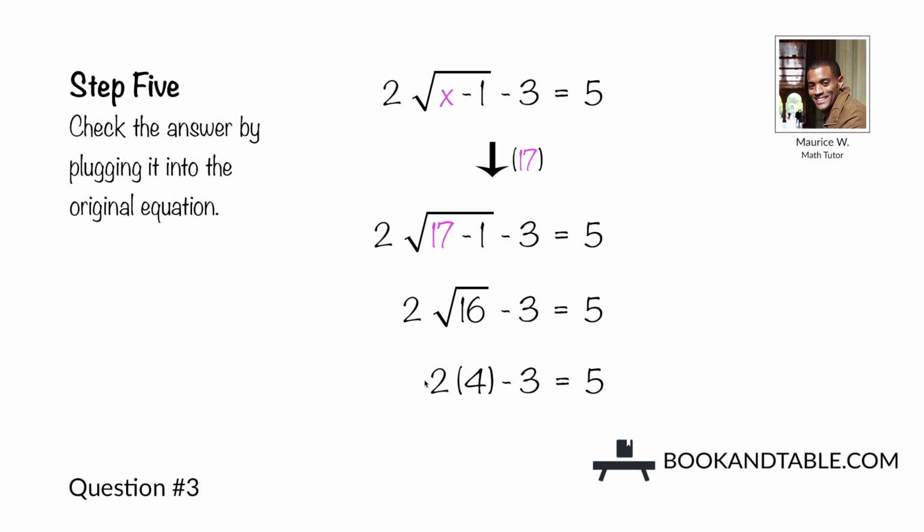So that would give you 2 times 4, which is equal to 8. 8 minus 3 is equal to 5. Since the value on the left equals the value on the right, that confirms that x is equal to 17 is the correct answer for question number 3.